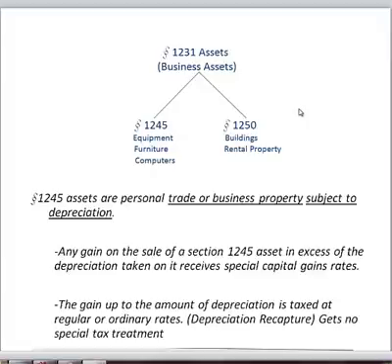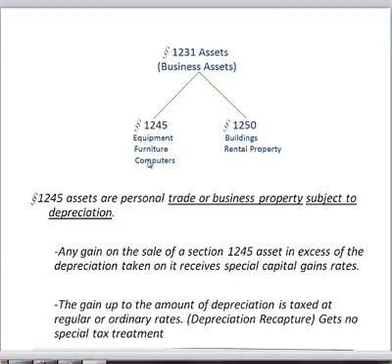This review is for depreciation recapture provisions on page 7-21 of your text. Recall that business assets are considered Code Section 1231 property. So these assets are broken down into land, which is not depreciable, so it is a pure Section 1231 asset, or it's personal property like equipment, furniture, and computers. That's Section 1245 property, and these items are depreciated.